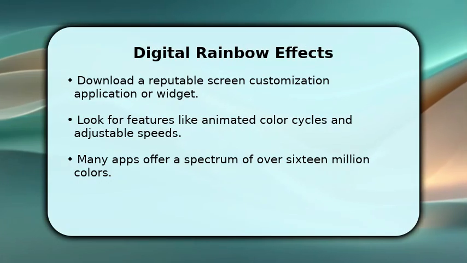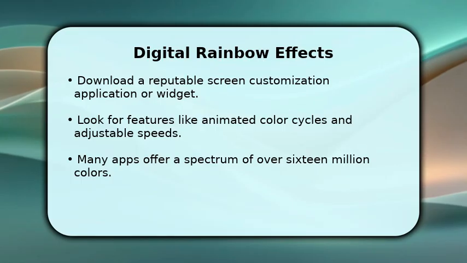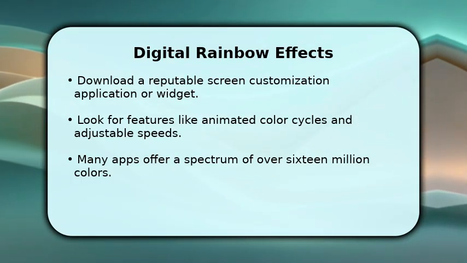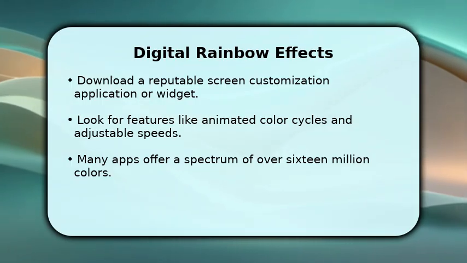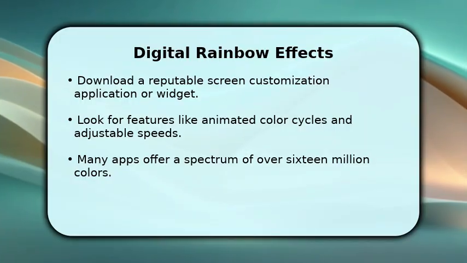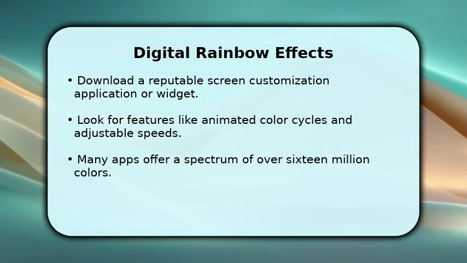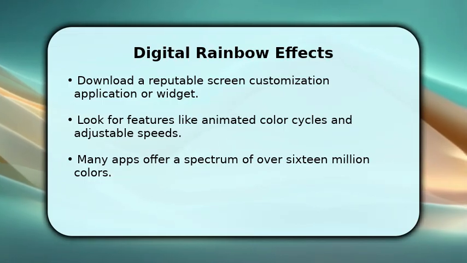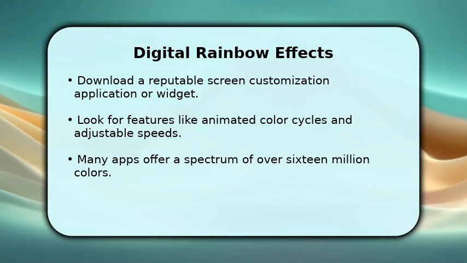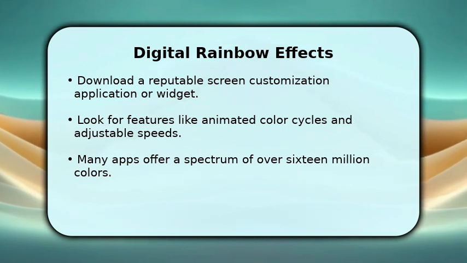For a digital rainbow, consider using a dedicated software application. Many free and paid options are available, offering dynamic color cycling and customizable patterns. You can often adjust the speed of the color transitions, from a slow, gentle fade to a rapid, energetic pulse. Some advanced programs even allow you to select specific color palettes or create your own unique rainbow sequences. Always download from trusted sources to ensure your device's security.